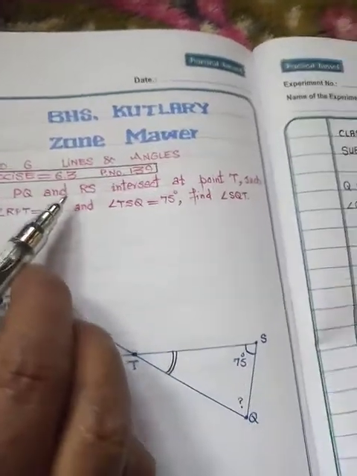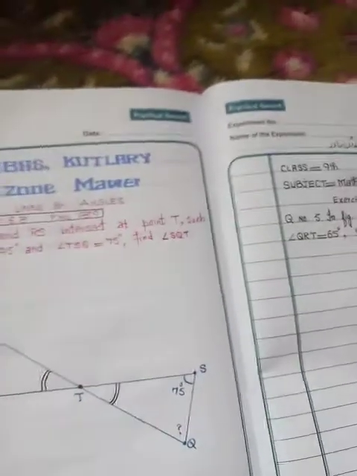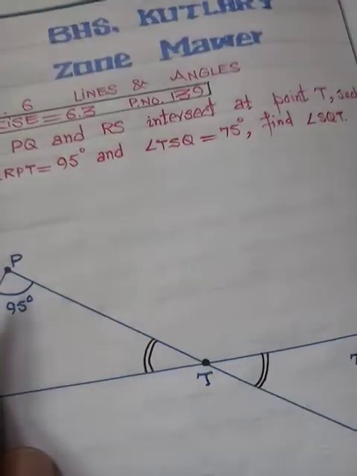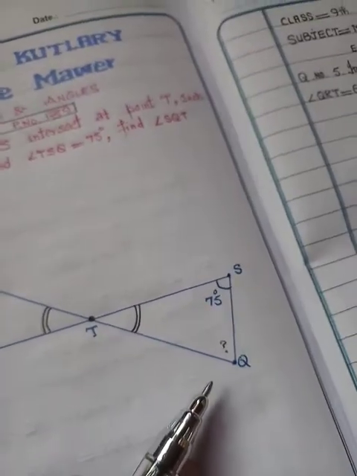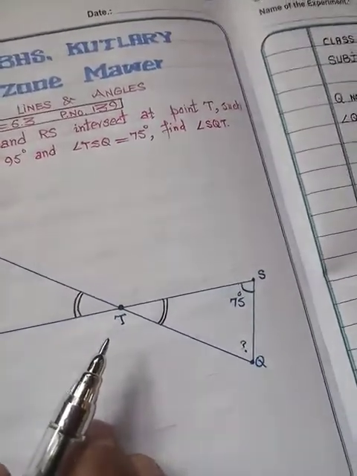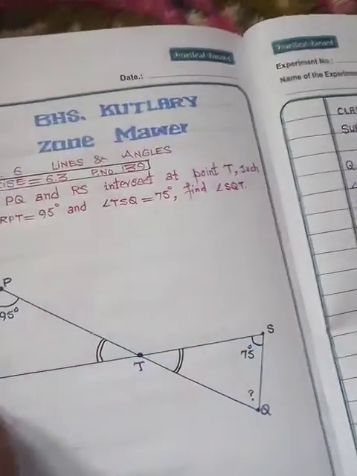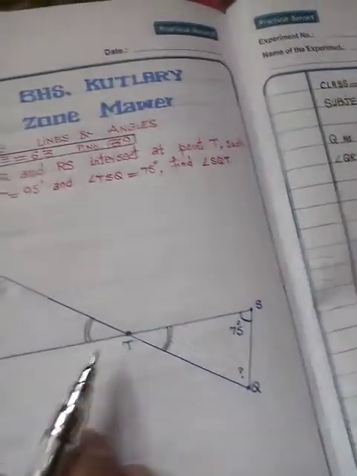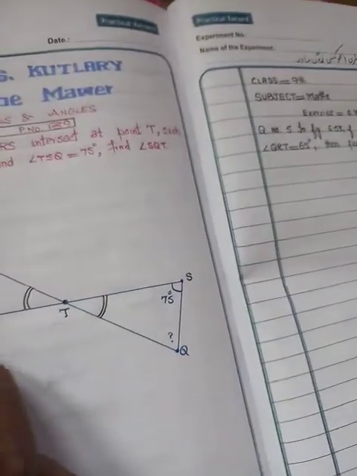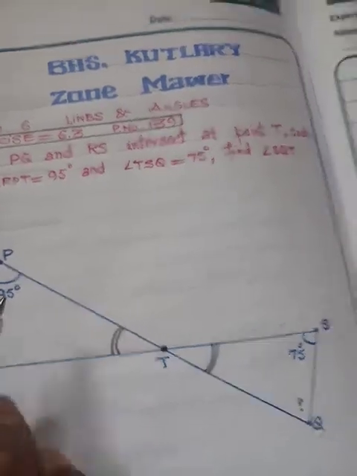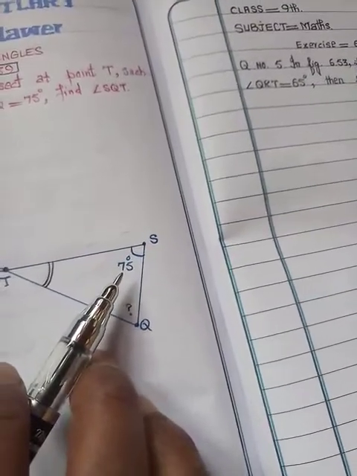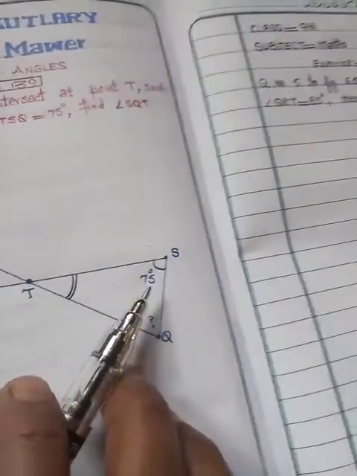If lines PQ and RS intersect at point T, here are two line segments. First is PQ, this line segment. Look here, dear students. PQ is the first line segment, and RS is the other line segment. Both these two line segments intersect at point T, such that angle PTR, this angle, is equal to 40 degrees. Angle RPT, this angle, is equal to 95 degrees, and angle TSQ, this angle, is equal to 75 degrees. These three angles are given in the question.